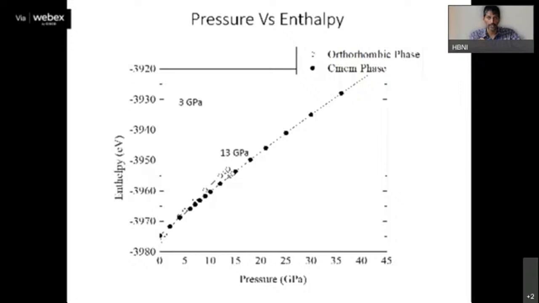This is not always possible when you do the high pressure simulation, because of two things. One is that you are doing a simulation where the symmetry is restrained, and the other is that the other structure may be well separated by a kinetic barrier.